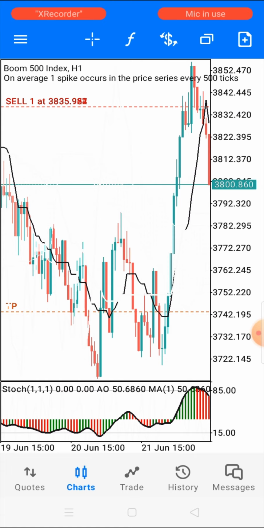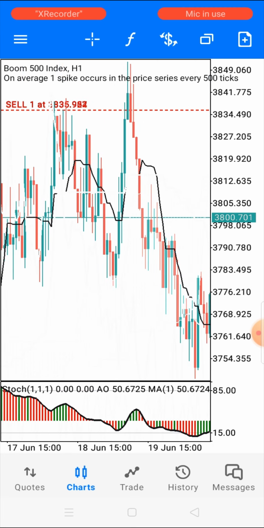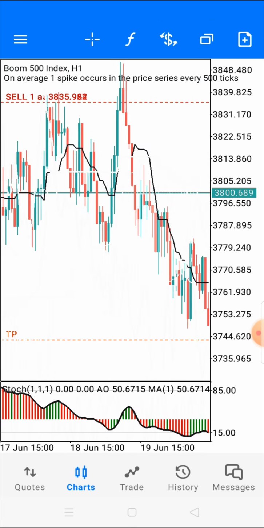You can try any of these assets and stay with the one that works for you very well. But you can use this strategy on B500, B1000, and B300. So what do you have to do to be able to scalp the market and go out with good profits? What do you have to do?